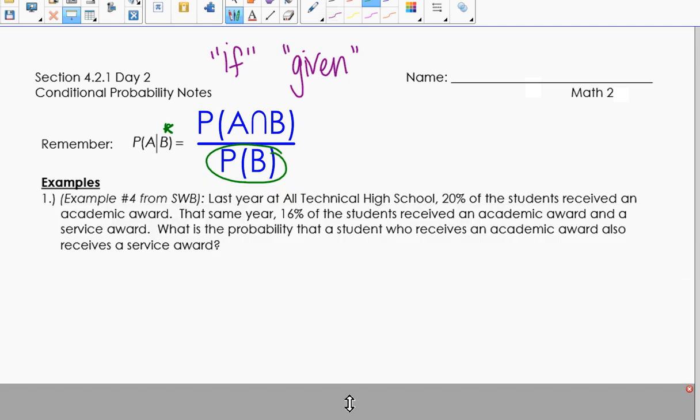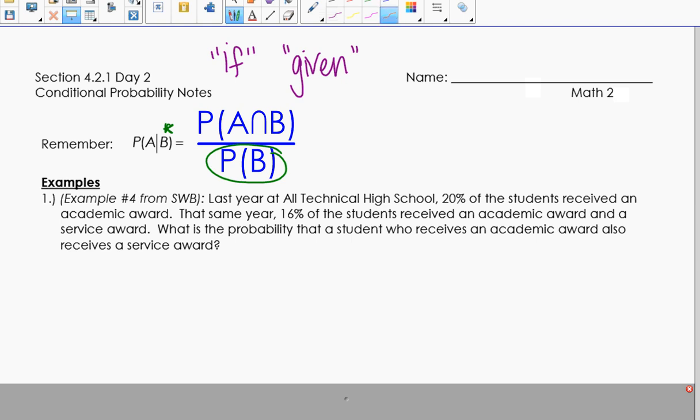So if we look at the first example, again, these are pulled from your student workbook, but we added to it and just wanted to give you more space, which is why they're on a sheet of paper. It says, last year at all technical high school, 20% of students received an academic award. That same year, 16% of students received an academic award and a service award. So you're going to start seeing the words and or again. What is the probability that a student who receives an academic award also receives a service award?